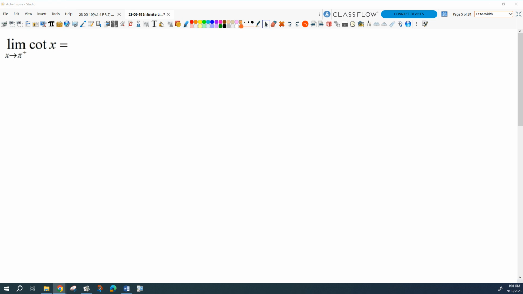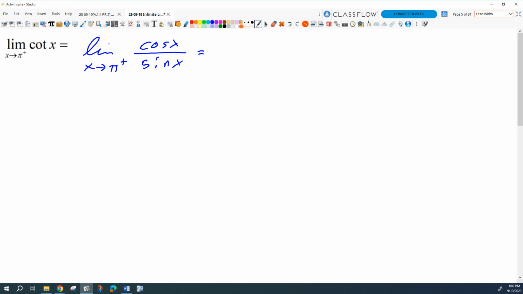Okay, yeah, write it in terms of the basic trig functions, sine and cosine. What is cotangent? Cosine over sine, okay? So we're taking the limit of cosine x over sine x as x approaches pi from the right. Okay, well, what's the cosine of pi? -1, isn't it? Cosine of pi is -1, right?